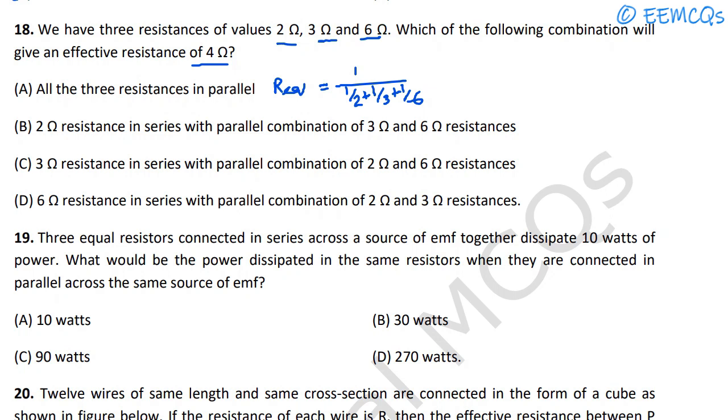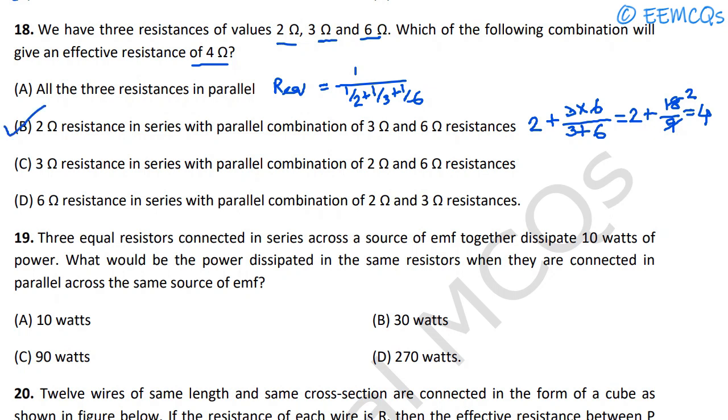2 ohm resistance in series with parallel combination of 3 and 6 ohm. What will be the resistance here? 2 plus 3 into 6 by 3 plus 6. This is equal to 2 plus 18 by 9, which gives you 4. So this is the answer. Okay. We don't have to see other options.